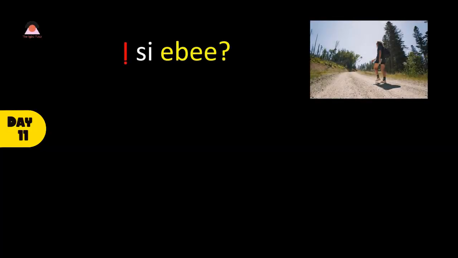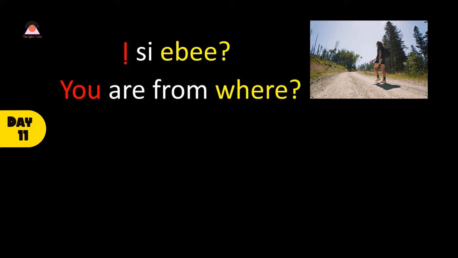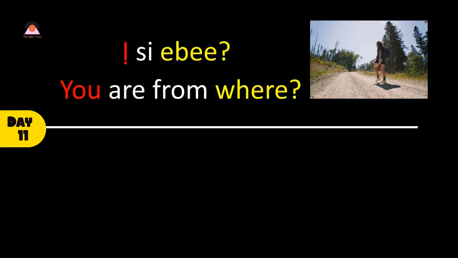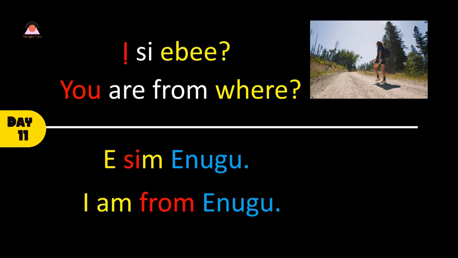Isiebe. Isiebe, which means you are from where? Isiebe, you are from where? And if you ask me this question as your teacher, my response will be Esim Enugu. Esim Enugu, which means I am from Enugu.